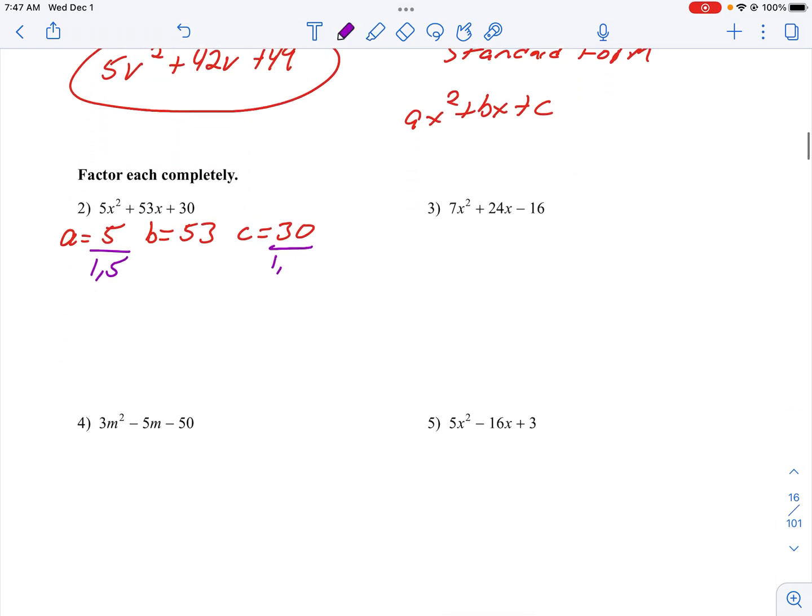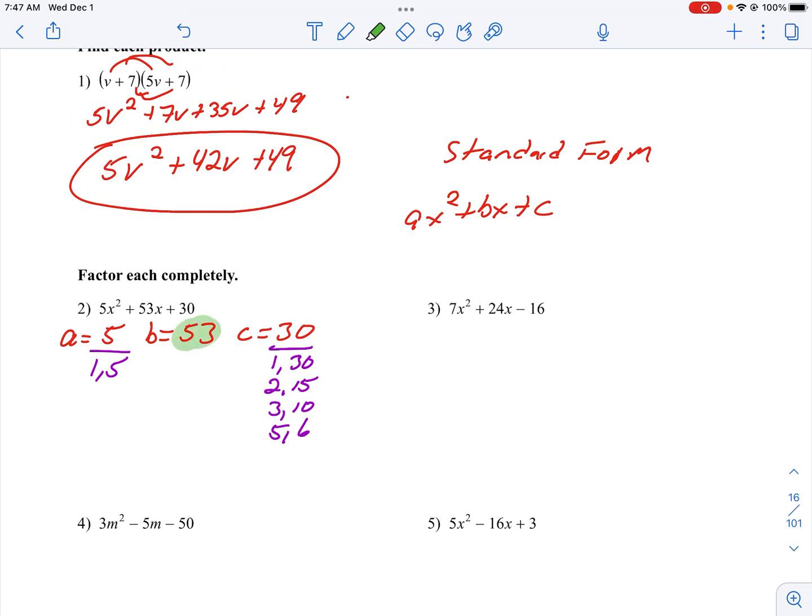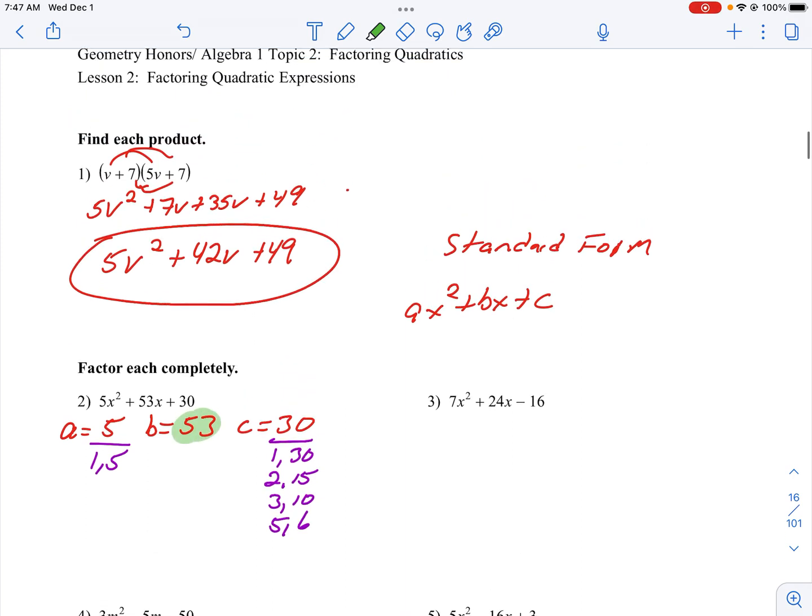Now 30 has quite a few: 1 and 30, 2 and 15, 3 and 10, 5 and 6. One of those possibilities is going to be correct here, but we have to figure out which combination is going to work. Now, I will never list out the factors of the linear coefficient, 53. The reason is, when I go back up and look at the 42, it was created through addition. You did some multiplication, but then you did addition. So I will never list out the factors of the linear coefficient, because that is created through addition.